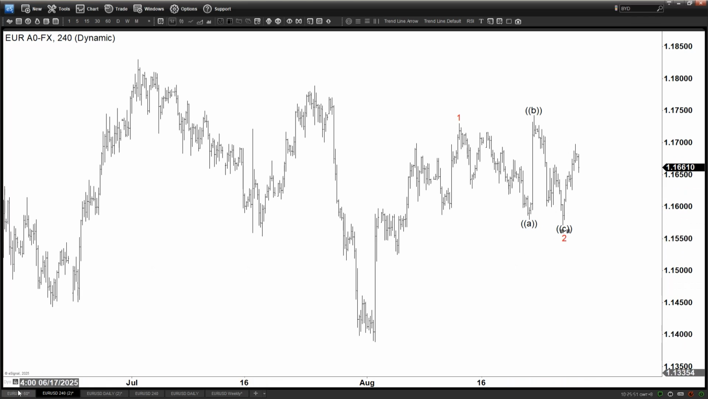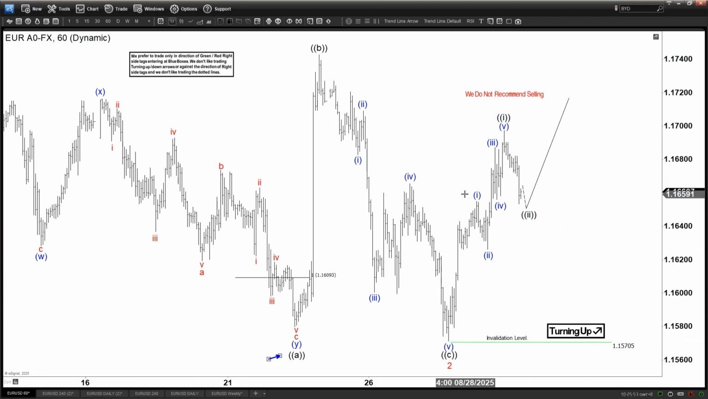And now let me show you a couple of things that make this view the more likely scenario. Well, number one, if you look at the rally from here after finishing with 2, it looks like a 5 swing. Again, a 5 swing is a motive sequence. That means it favors more upside as long as we don't break below 115.70 again, right? Again, it's probability.